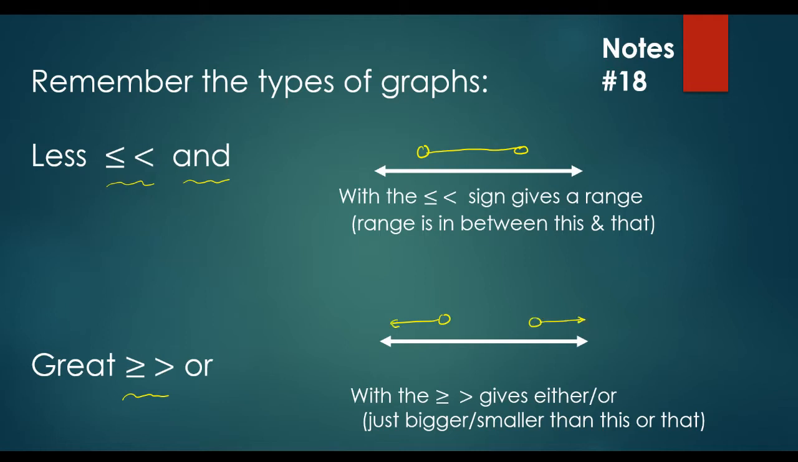And you'll need that for the word problems. So a range is something in between this and that. The greater symbol or the "or" gives you the "or" graph. That's what the greater symbol gives, either or. So just bigger or smaller than this or that. Bigger than this or smaller than that. And then hit pause so you can write your notes down.